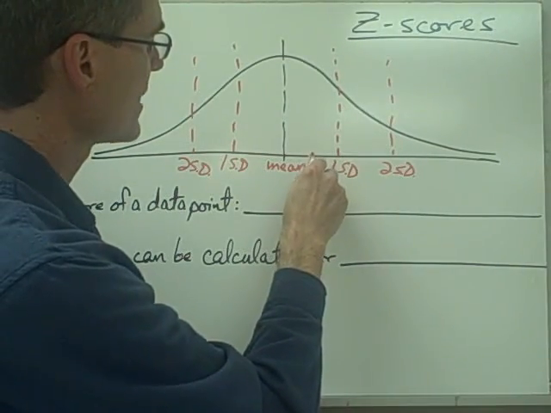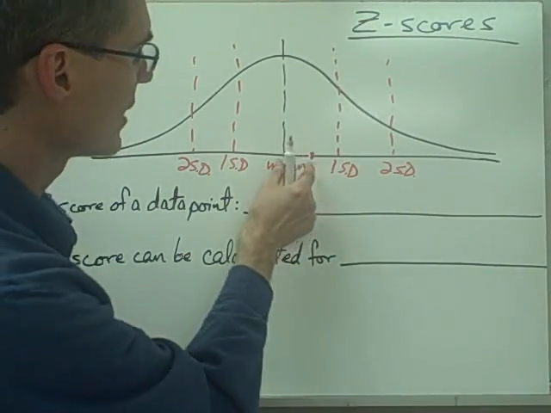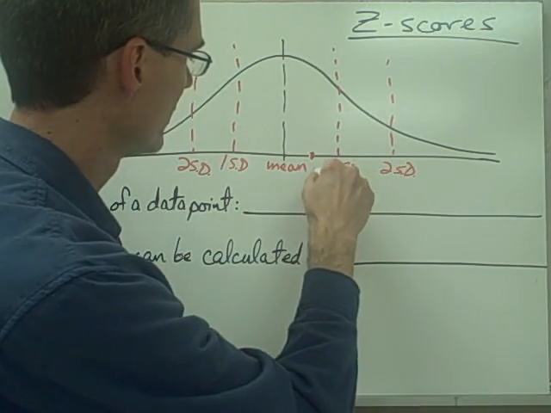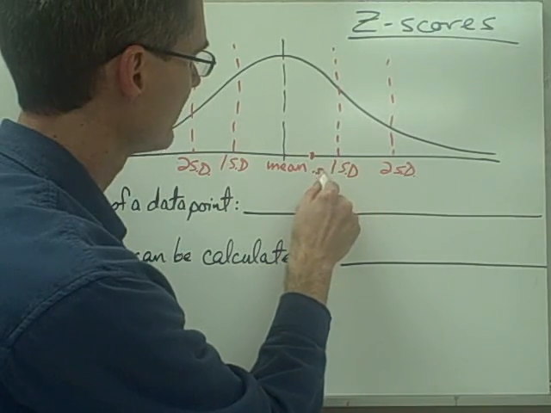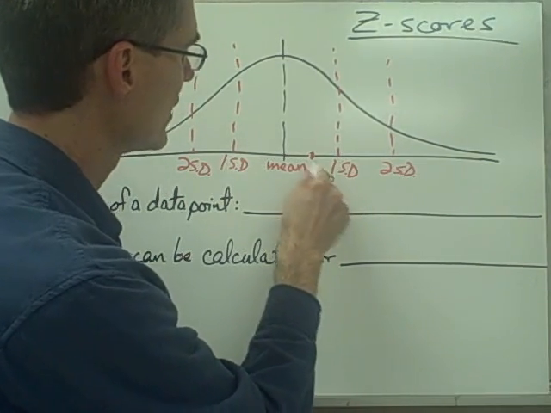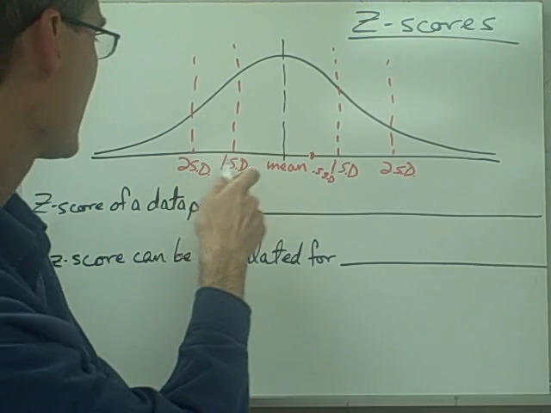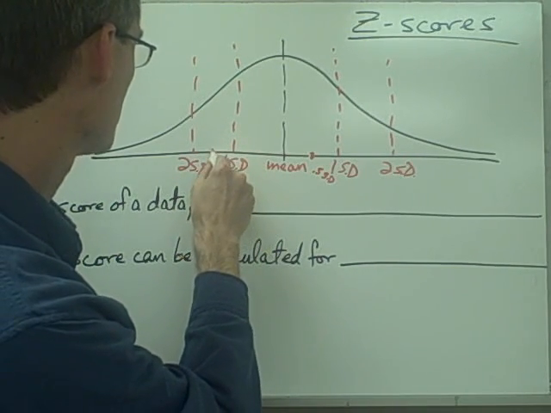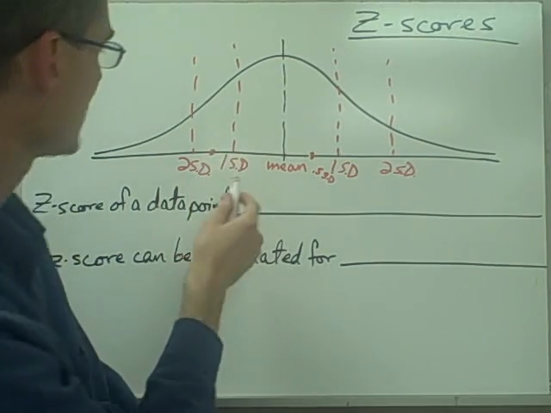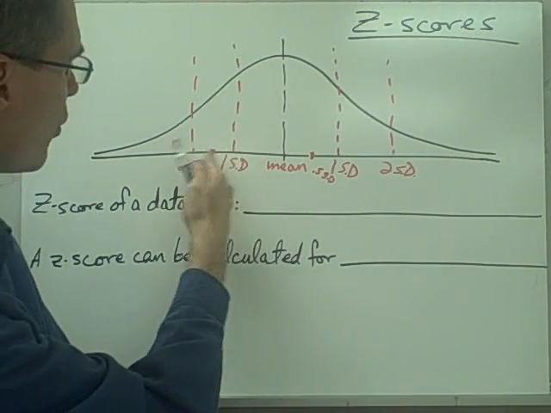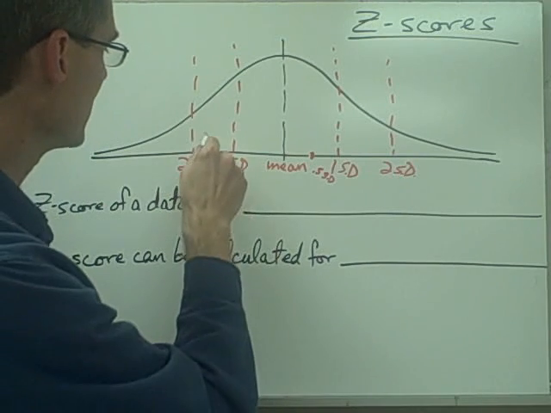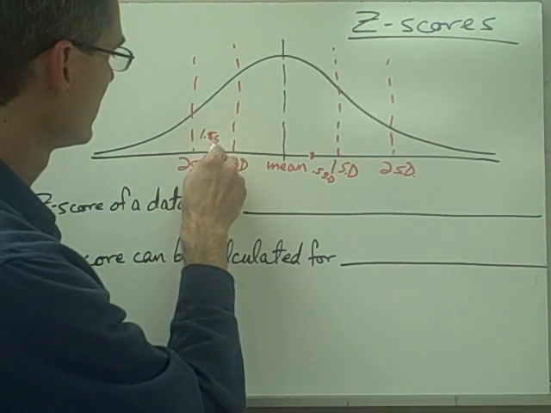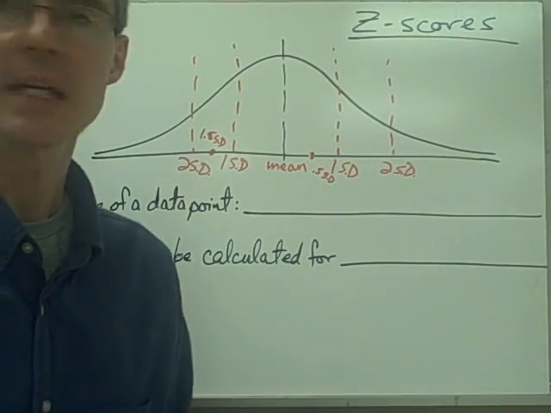This point right here looks like it's about a half of a standard deviation above the mean, right? So this might be, say, 0.5 standard deviations above the mean. And if I wanted to estimate this point right here, it looks like it's about 1.5 standard deviations below the mean. So I could call this 1.5 standard deviations below the mean, all right?